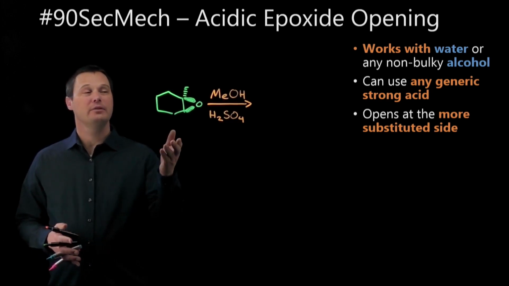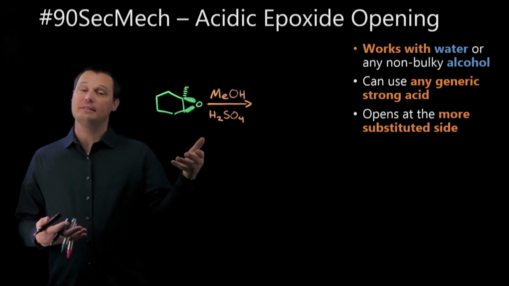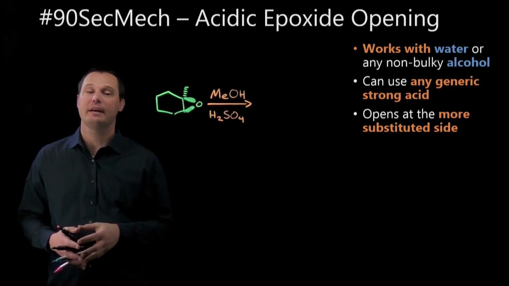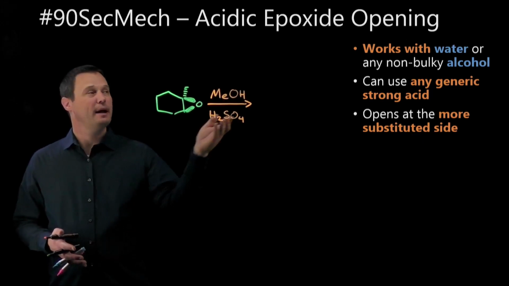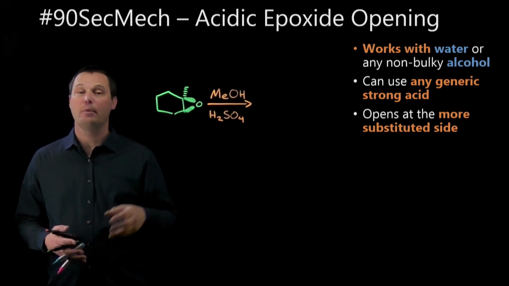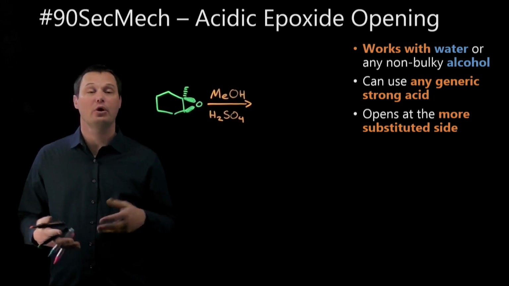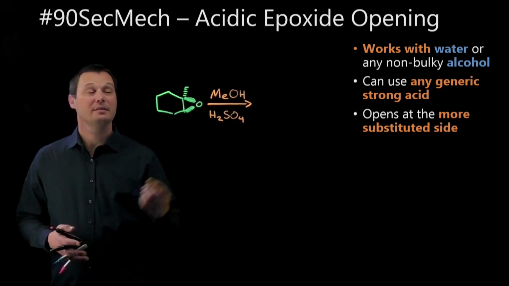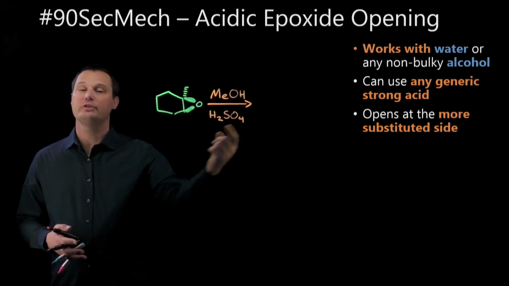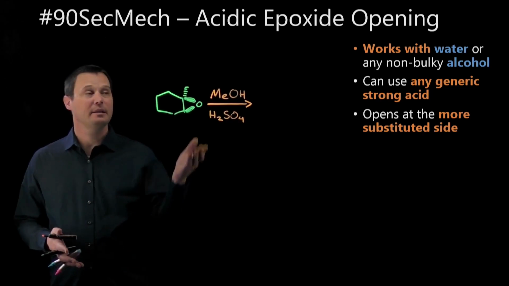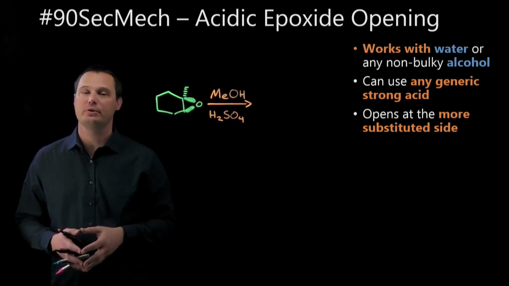The epoxide opening under acidic conditions is really more of a class of reactions rather than one specific set of reagents. Under acidic conditions, we can open an epoxide with water or really any non-bulky alcohol. We just can't use any good strong anionic nucleophiles under acidic conditions. This example is shown with sulfuric acid, but any generic strong acid would do. And as we'll see in the mechanism, we'll open the epoxide at the more substituted side of the epoxide.